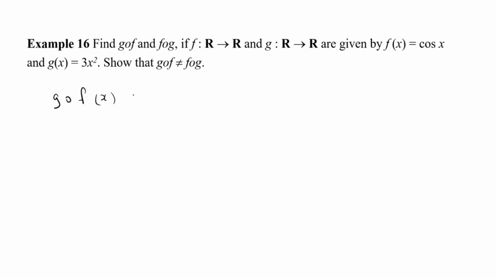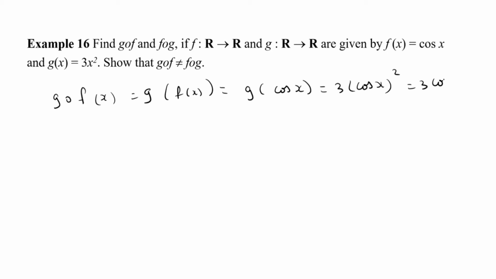So g of f of x is equal to, f of x is given as cos x and g of x is given as 3x square. So g of cos x will be 3 into cos x the whole square. In place of x, we have to substitute cos x. So this is equal to 3 cos square x.